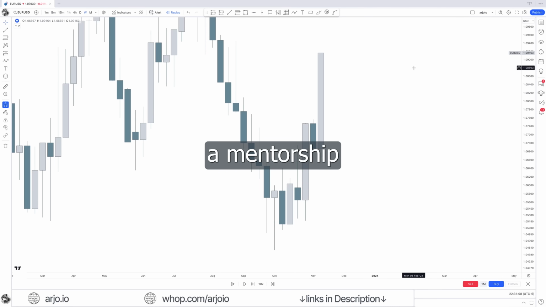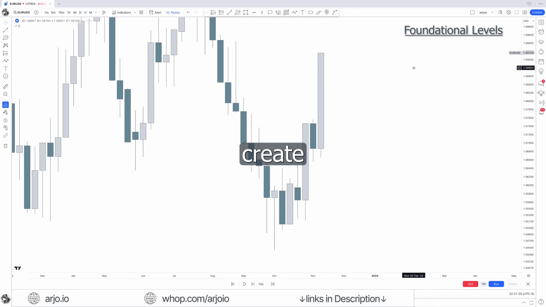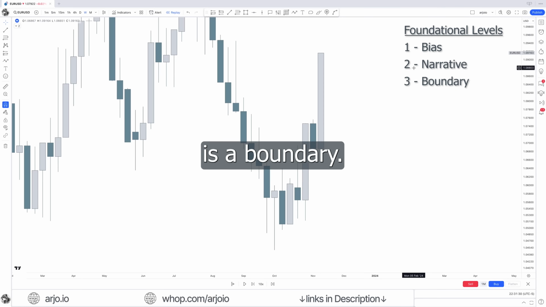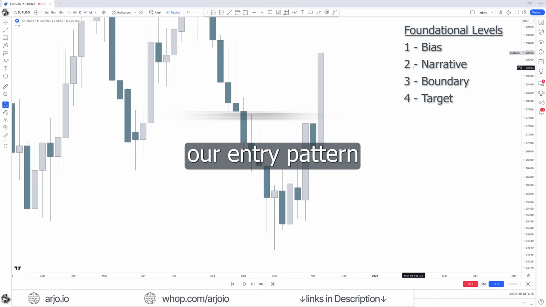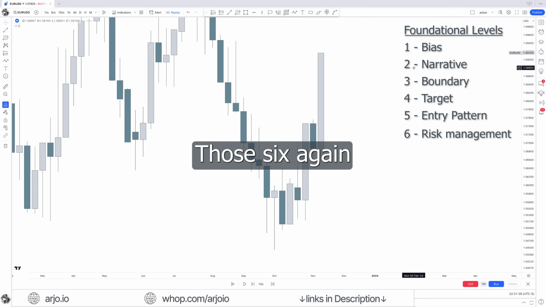I'm going to give you a mentorship insight right here, a money-making team insight. In the money-making team, we use 6 foundational levels. Those 6 foundational levels create a trading plan. The first foundational level is a bias. Then the second one is a narrative. The third one is a boundary. The fourth one is a target. The fifth one is our entry pattern. And the sixth one is our risk management. Those 6, again, create that trading plan.